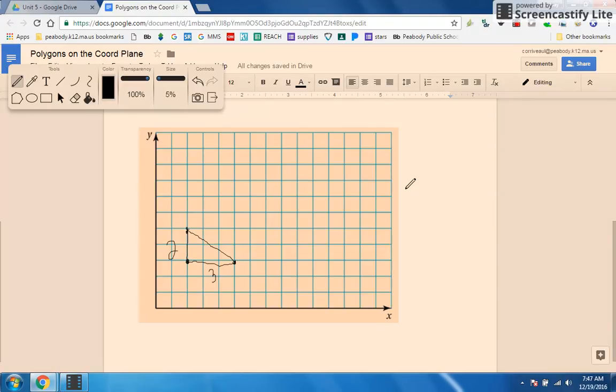Now we have our area formula for a triangle. So base times height divided by 2. So 3 times 2 is 6. And then just divide it by 2 is 3. So this would be 3 units squared. So that is putting a polygon on a coordinate plane, figuring out the measurements, and then figuring out the area. So we're going to do some more of these in a second.